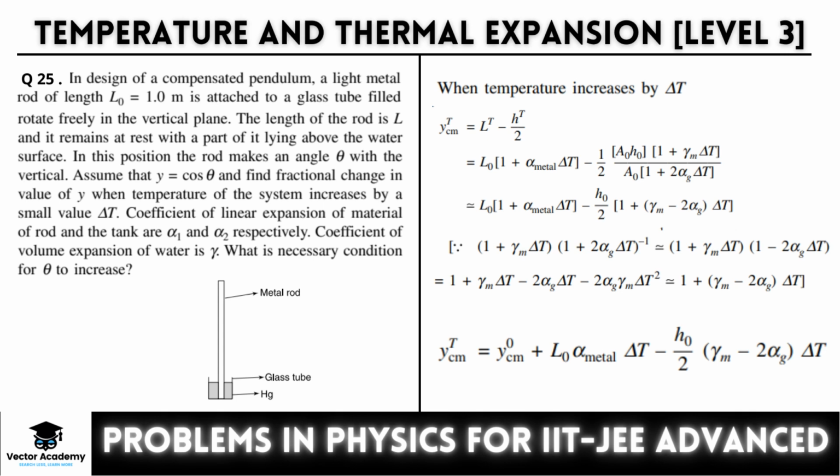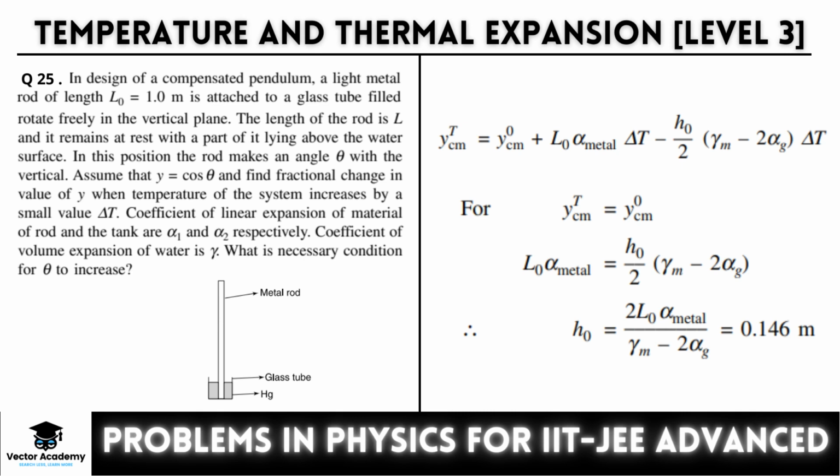When temperature increases by delta T, position of center of mass from top end of metal rod, YCMT equals LT minus HT by 2, which is equal to L0 (1 plus alpha metal delta T) minus half of H0 (1 plus gamma delta T) divided by (1 plus 2 alpha G delta T). On solving we get YCMT equals YCM0 plus [L0 alpha metal minus H0 by 2 (gamma minus 2 alpha G)] delta T.